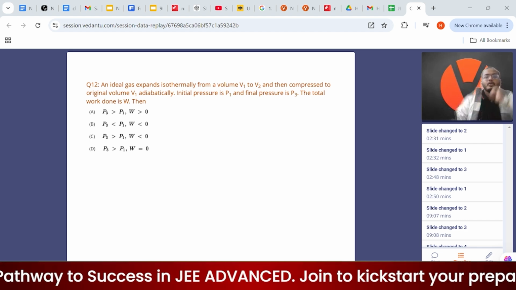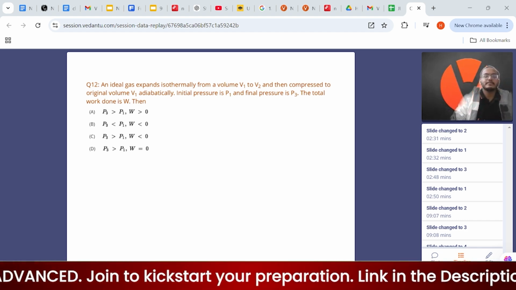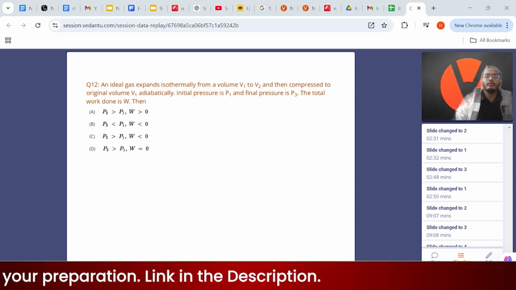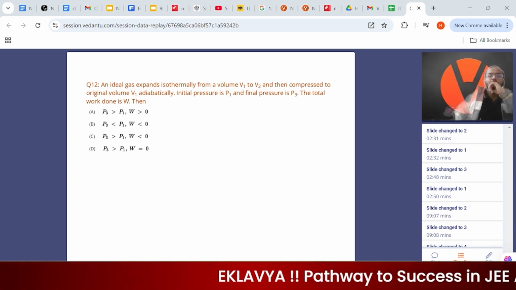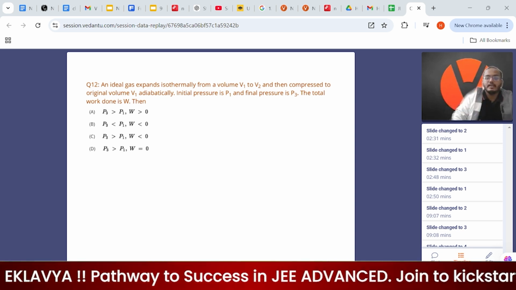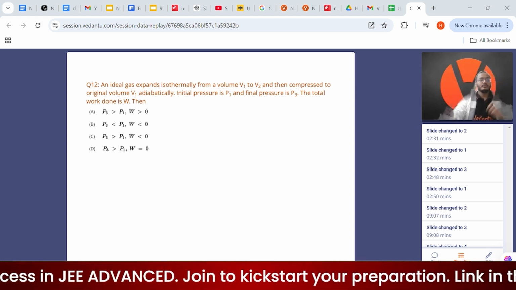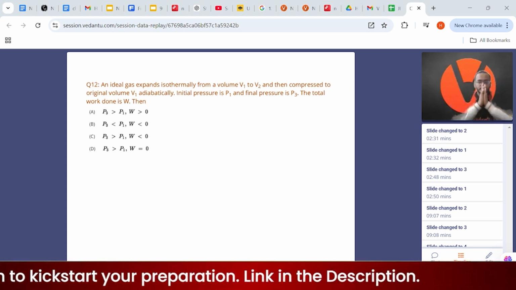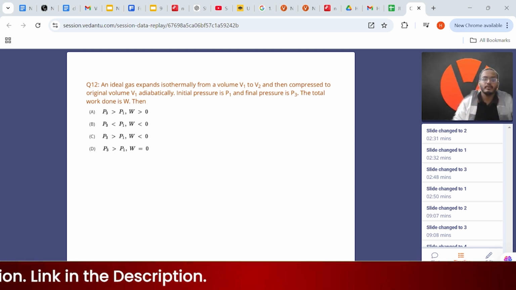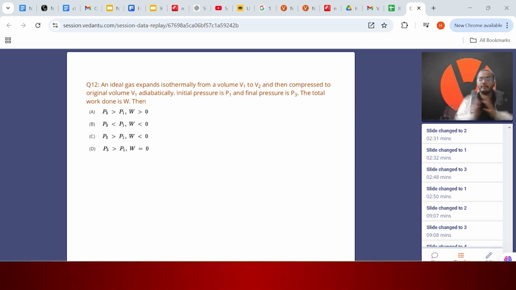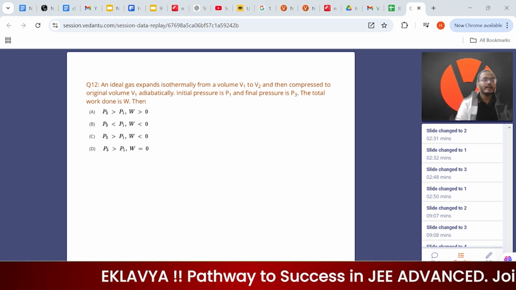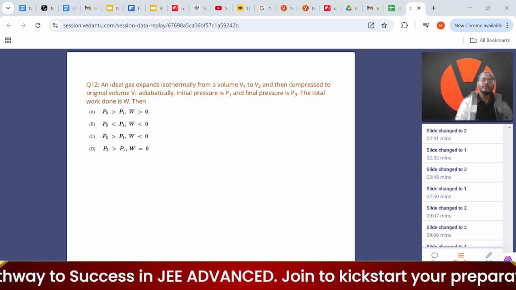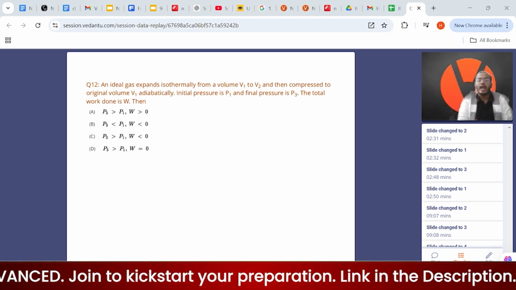Now, question number 12. An ideal gas expands isothermally from volume V1 to V2 and then is compressed to original volume V1 adiabatically. Initial pressure is P1 and the final pressure is P3. The total work done is. So we can do this in two ways. We can use the formula, but we do not know the exact temperature for the work done, so we are going to use the graphical way. Also, by looking at the options, we do not need to calculate the actual values.